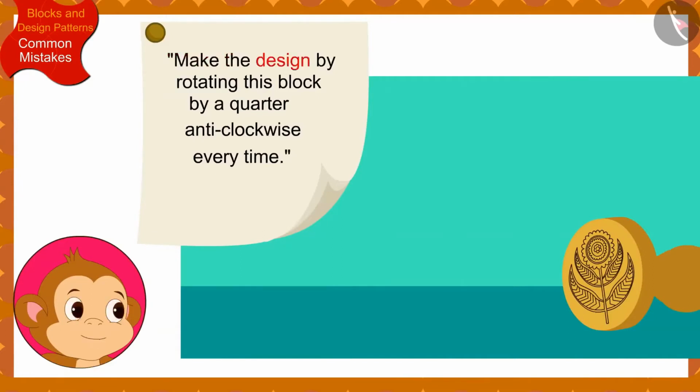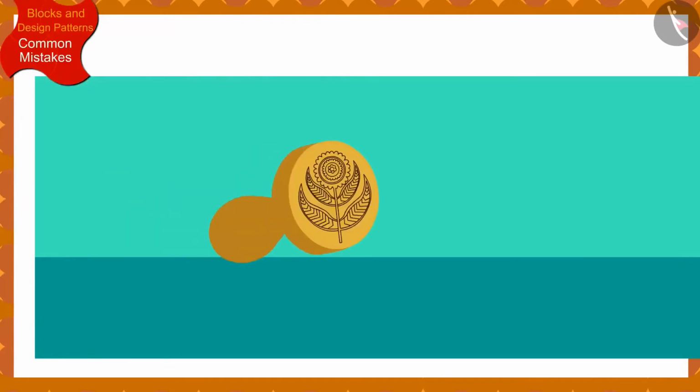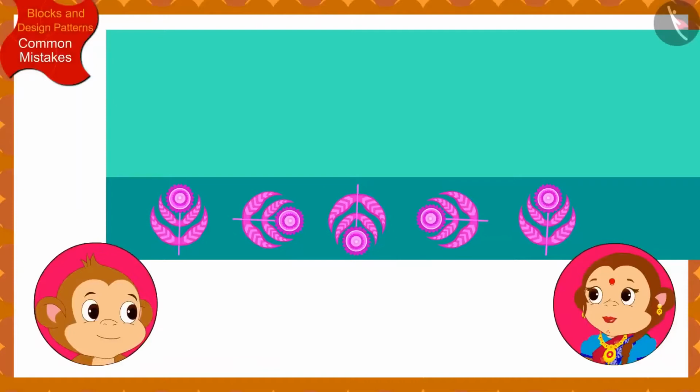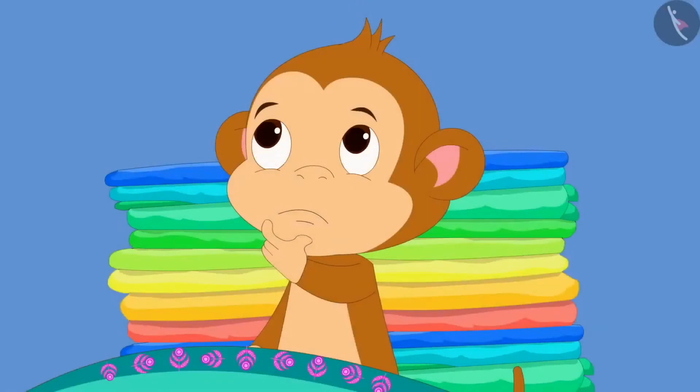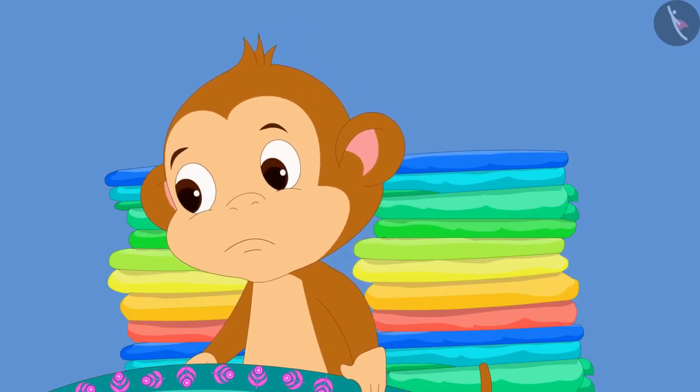Make the design by rotating this block by 1/4 anti-clockwise every time. Babban read the instructions written by Banno. This is so easy, thought Babban, and quickly made this design using the block on the first saree. Babbanji, you made the wrong design. Banno told Babban. Poor Babban could not understand what mistake he made while creating the design.